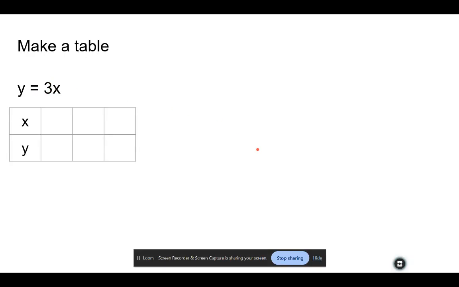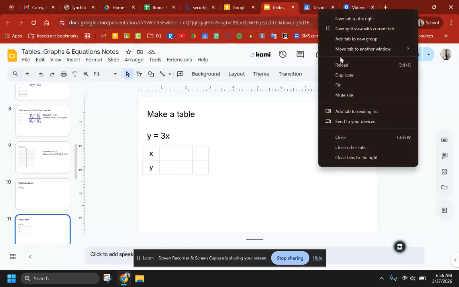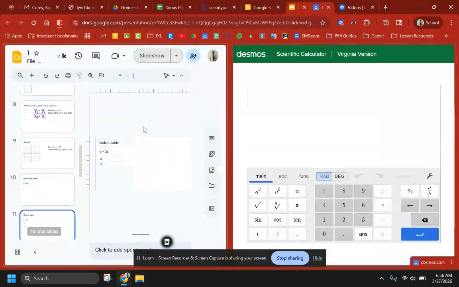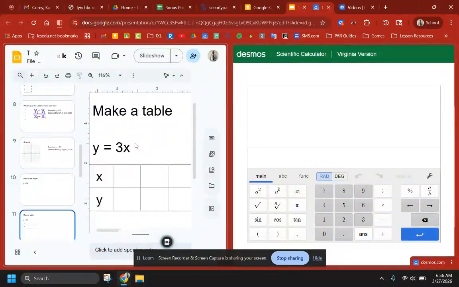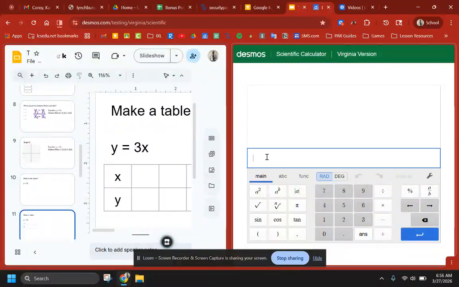All right, this is the hard part. This is stuff we haven't gone over yet. So this is a new thing that we're going to be learning: from our equation, we're going to fill out our table. So I'm going to go over to Desmos, and I'm going to split screen this here for a second. It might be a little hard to see here. Let me zoom in. All right, so our equation is y equals 3x.